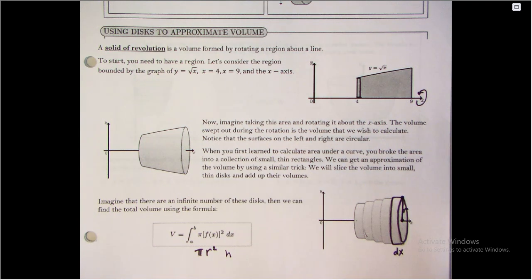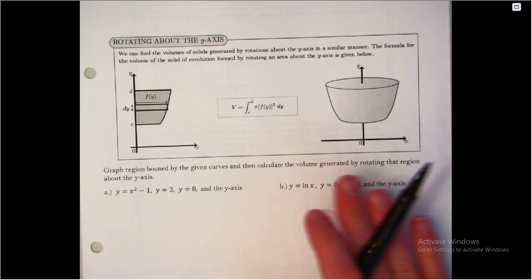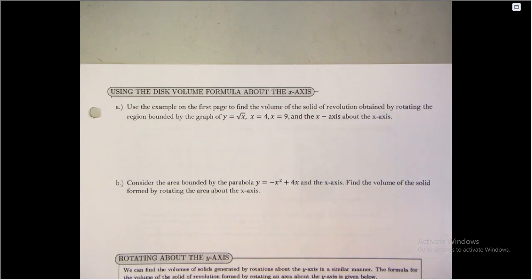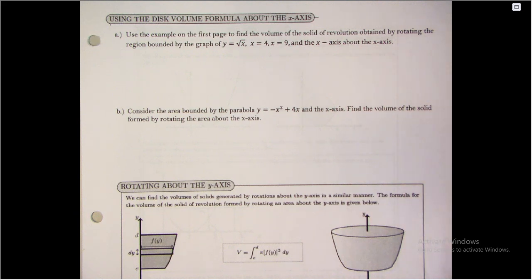If you can recall pi r squared h, you can do the disc method. Let's turn the page. Use the example on the first page to find the volume of the solid of revolution obtained by rotating the region, the one that was on the front, about the x-axis.